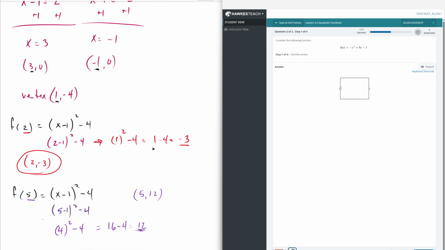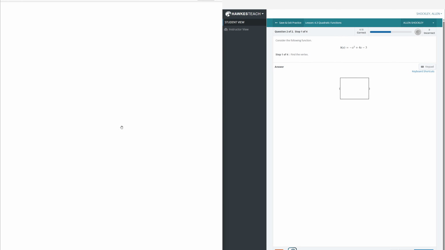So that was the short form, just done in extra time. Let's do the long form. The long form I say is long only because I have extra gubbins I have to do first. So let's write it out first: negative x squared plus 4x minus 3. And we need to find the vertex.